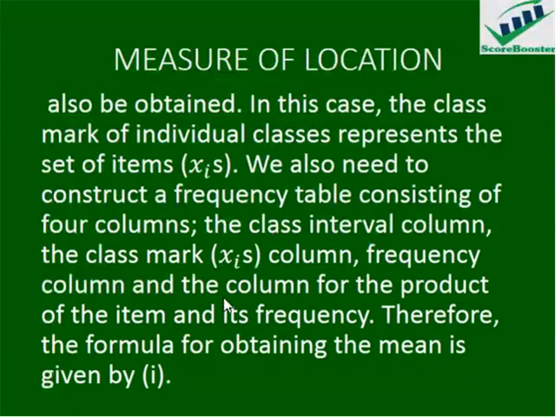So also we have the frequency column and also the column for the product of item and its frequency. You know why we have this, as I've explained earlier. And also we use formula 1, that is summation i equals 1 to n of f(xi) multiplied by xi, divided by summation i starting from 1 to n of f(xi). So also we move to examples.